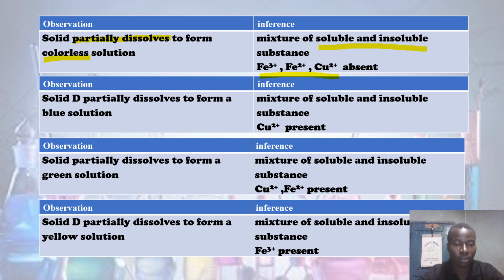So you should first of all remember, you should infer. The first inference comes from what happens when you add water. Did it dissolve or did it not dissolve? If it doesn't dissolve completely, it implies that it's a mixture of a soluble and an insoluble substance. And then the color of the solution can help us to identify the possible ion which is present.